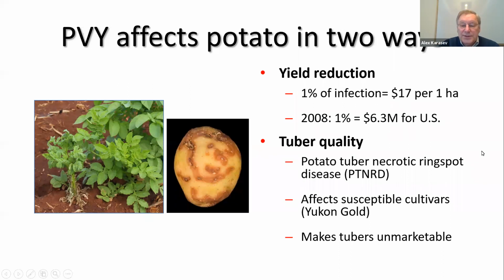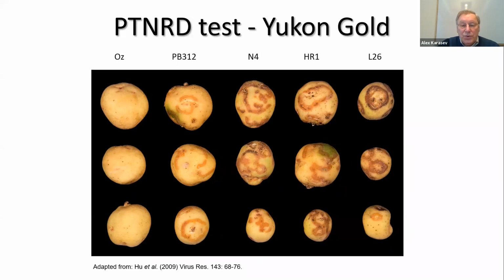So in particular, in a susceptible cultivar, the virus can induce potato tuber necrotic ringspot disease. Cultivars susceptible to this disease are Yukon Gold in North America, and some European cultivars like Mona Lisa, Hermes, or Nicola. And as you can see here on these pictures, the effect of this tuber damage makes the tubers unmarketable. And this is in addition to the yield reduction. So this is to show you how potato tuber necrotic ringspot disease looks in Yukon Gold.